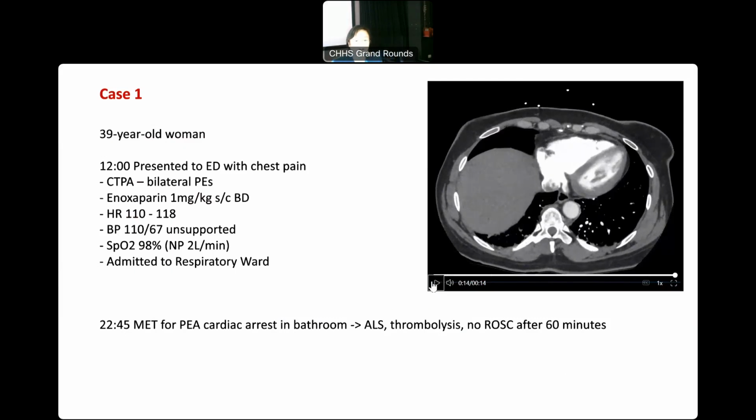Just before midnight, there was a MET call. She mobilized to the bathroom. She developed a PEA cardiac arrest, LAS, thrombolysis. After 60 minutes of CPR, no ROSC.